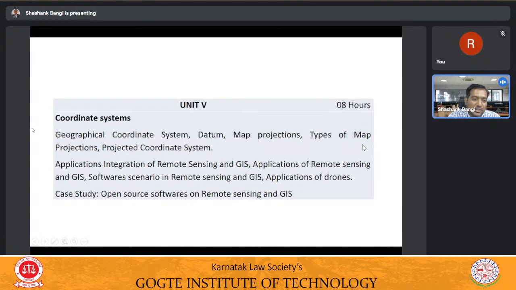So you are going to study the coordinate system in unit 5, as well as the integration of remote sensing and GIS and a few applications. It may be related to your field or may not be related to your field. But I can assure you that some of the applications are definitely related to your field, and any field, irrespective of your specialization, can make use of this technology, and you can use it for the problem solving process in your specialization. So this is all about the open elective of remote sensing and GIS.